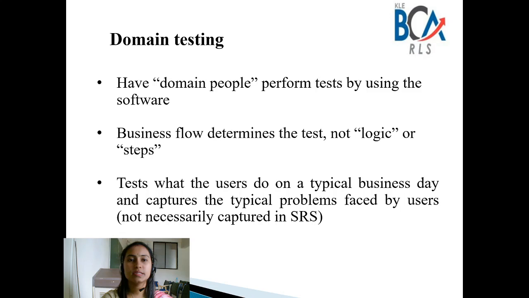You need to check whether all these documentation are satisfying or not. Next one is domain testing. To do domain testing, you need to have complete domain knowledge of your application. For example, you are developing a hospitality management application. You should have complete knowledge about the hospitality industry. The domain people perform the tests by using the software. If they don't have that domain knowledge, they will gain that knowledge in the training period, understand the application, then start the testing.